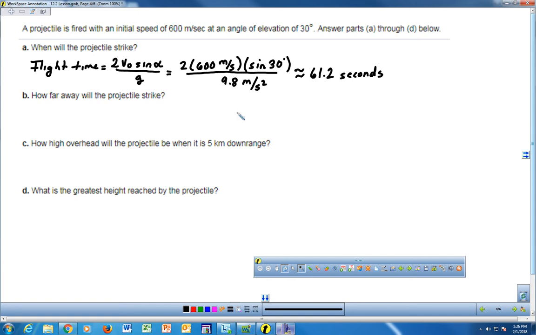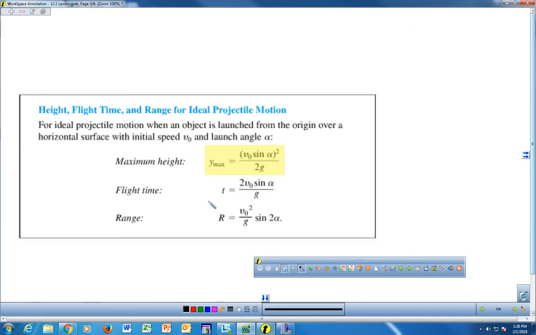Now, second question here is asking, how far away will the projectile strike? Basically, it's asking for the range, the horizontal length that it is going to cover until it strikes the ground. So that would be the second question here. So let's find the range. To find the range, let's use the range formula, which is initial velocity squared divided by the gravity times sine of twice alpha.